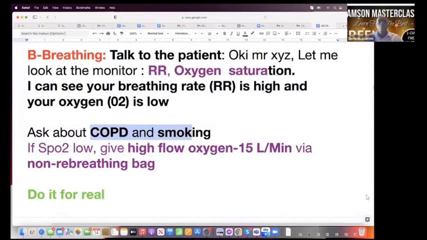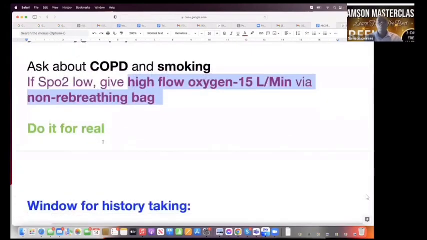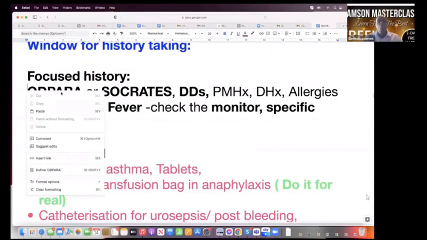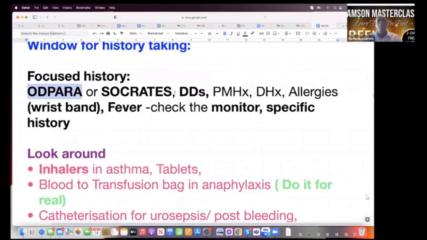And the COPD, no. I'm going to give you oxygen. You give oxygen via a non-rebreathing bag. Do it for real. Then you're going to take the history of shortness of breath, the OPQRST. Then the differential diagnosis, as I said, you finish the rest of the history. You check the wristband. Then what is the specific history? You're going to find the specific history is asthma.